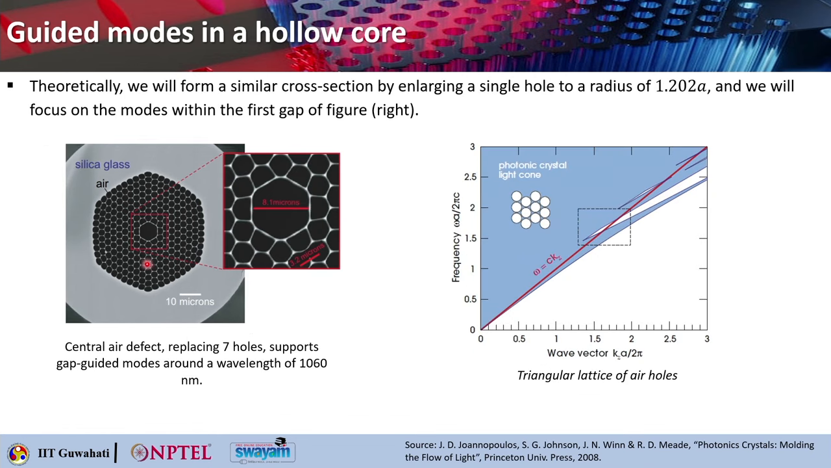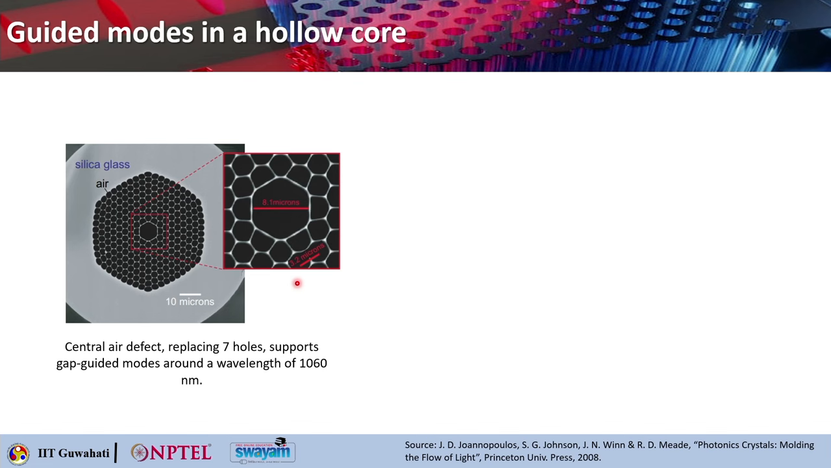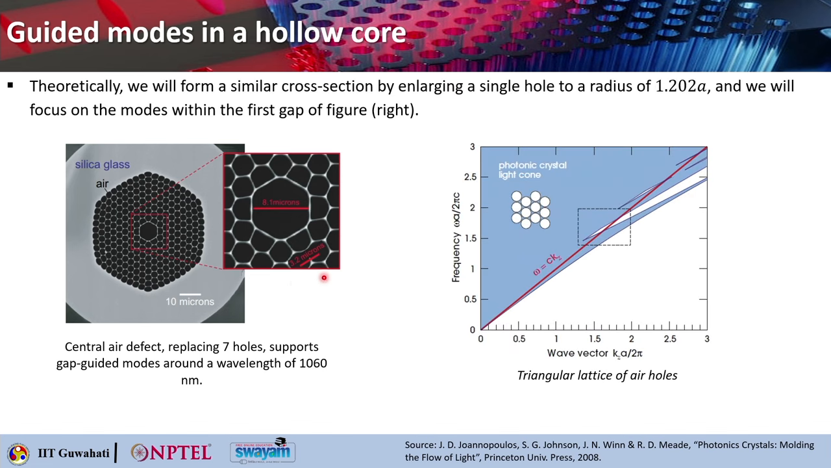So when you try to replicate this in simulation, what you can do is consider a single hole whose radius is basically enlarged from say 0.7a to 1.202a, and you will get something like that, okay? So what is a here? A is 3.2 microns, okay, and if you do 1.202a, you will be able to get a radius almost equal to this one. So that is how you can actually simulate this particular structure in this fashion.